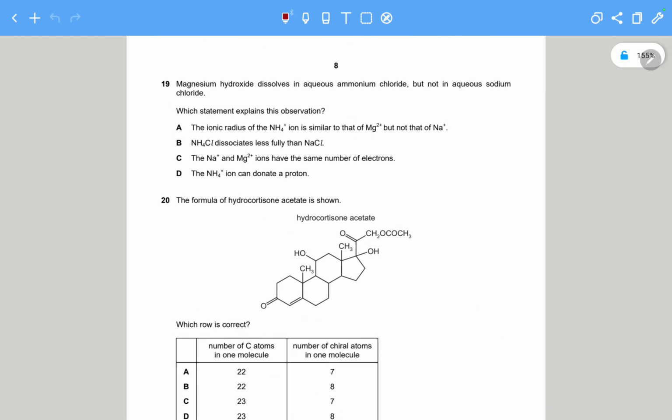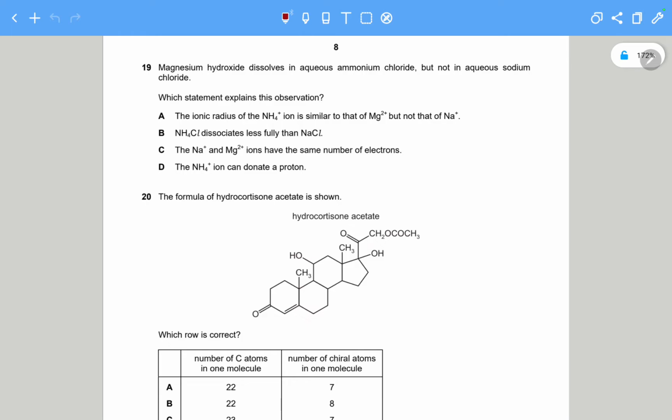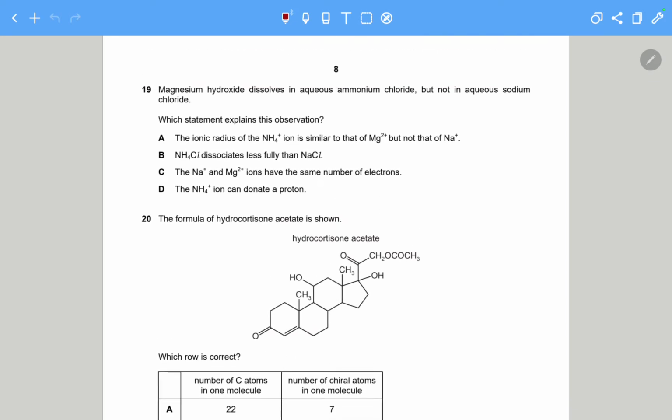Question 19. Magnesium hydroxide dissolves in aqueous ammonium chloride, but not in aqueous sodium chloride. Which statement explains this observation? The ionic radius of NH4+ ion is similar to that of Mg2+, but not that of Na+. Now, ionic radius does not really affect solubility. So this cannot be the correct answer.